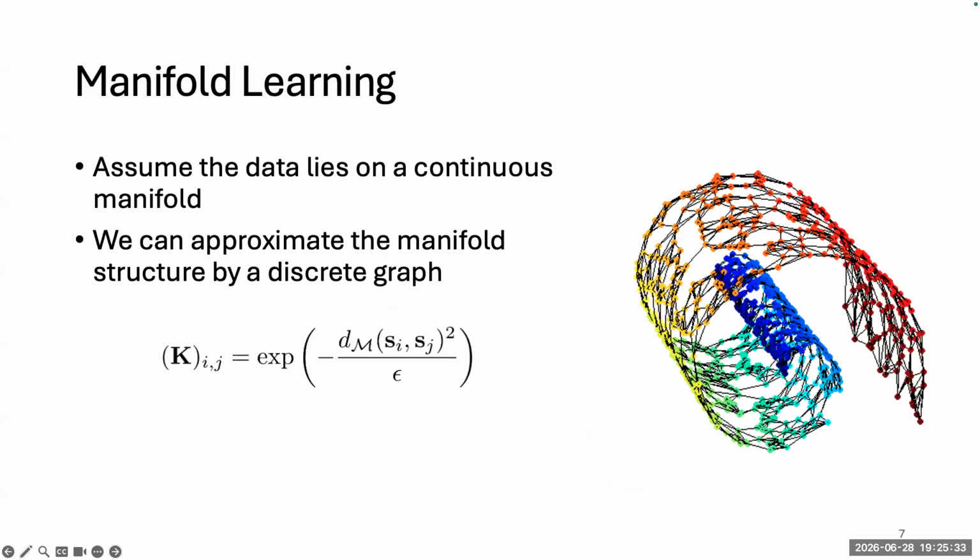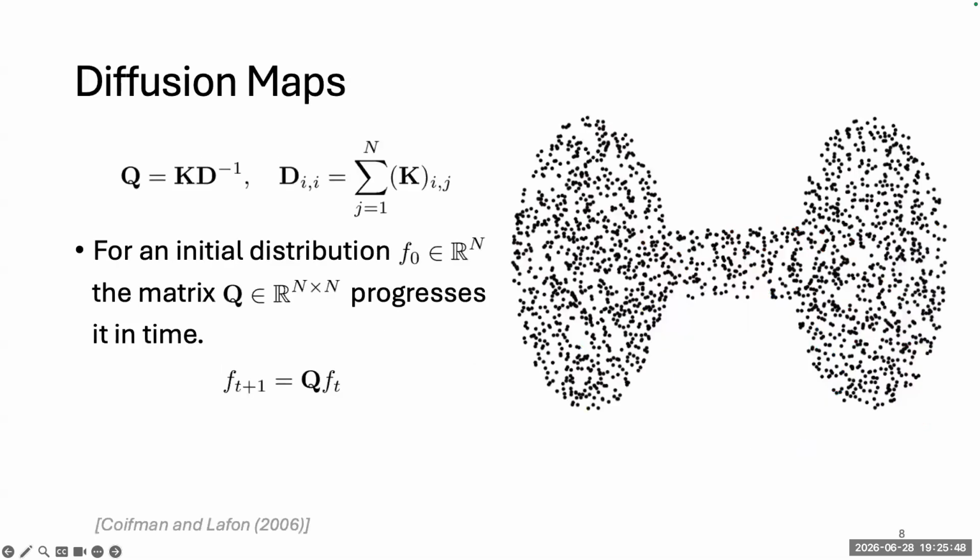We take a manifold learning approach to this problem, where the data is assumed to lie on a low-dimensional manifold, which we approximate with a discrete graph, as is seen in the image. This is done using feature affinities as graph weights, using the Gaussian kernel. The geometric structure of the manifold can be extracted from this graph, for example by using the diffusion maps algorithm.